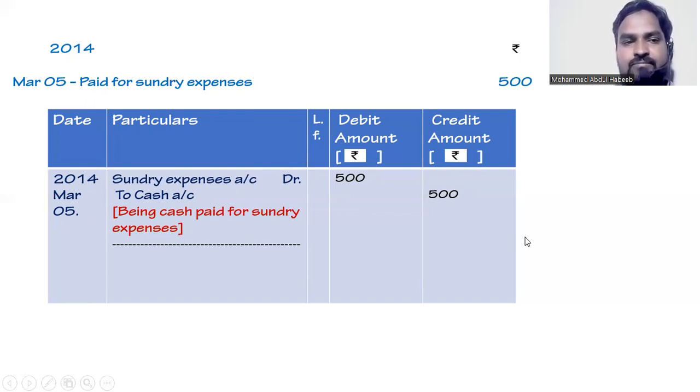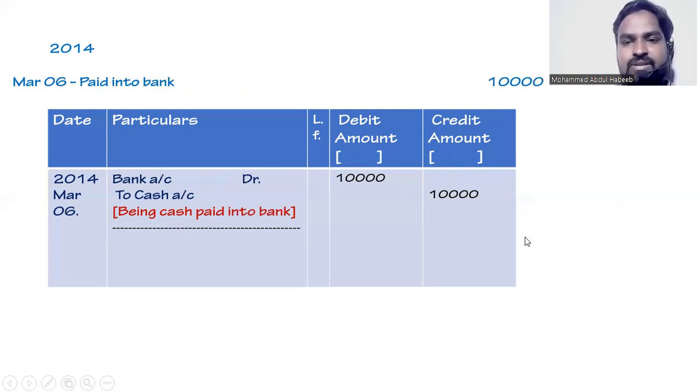Coming to our next transaction, which is on 2014 March 6. Paid into bank 10,000 rupees. So here the date will be taken as 2014 March 6. Paid into bank. It means that the business is paying cash into the bank. So cash is going from the business, so cash will be credited, and as the bank is the receiver of the amount, bank will be debited. So our journal entry on 2014 March 6 will be bank account debit 10,000 to cash account 10,000, and the narration will be being cash paid into bank. After completion of the journal entry, we'll draw a line like this.